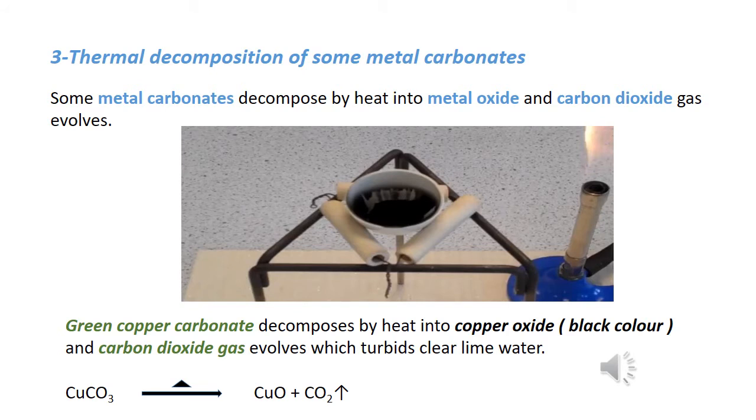Here, the green color of copper carbonate starts to change into black color, and this is due to the formation of copper oxide, which has a black color. And if I want to detect the presence of carbon dioxide gas, we can use lime water, which turns milky when carbon dioxide gas passes through it. So, CuCO3, copper carbonate, decomposes by heat into CuO, copper oxide, which has a black color, and carbon dioxide gas, CO2.